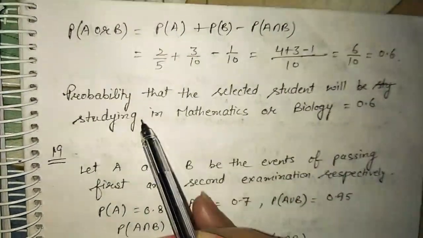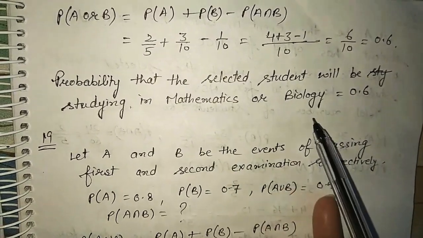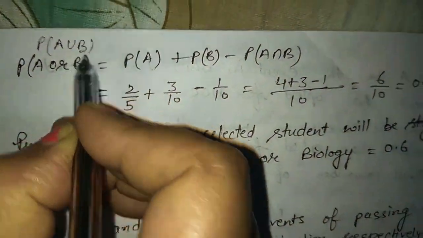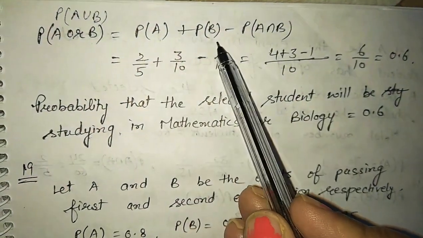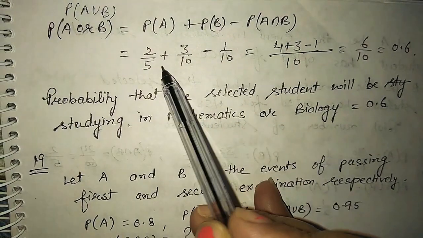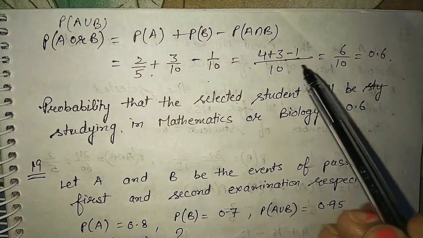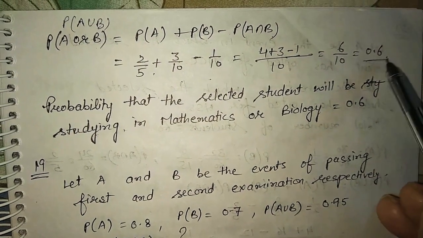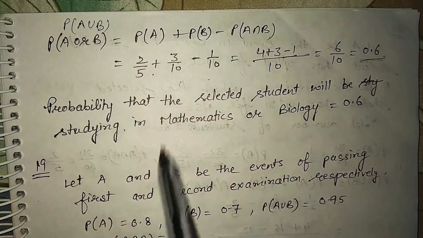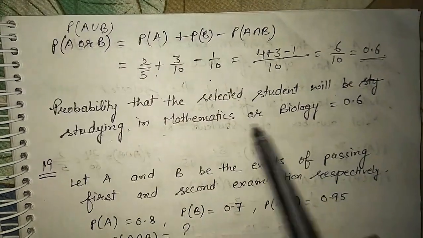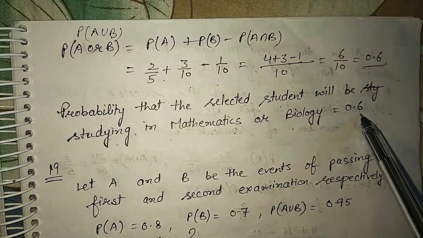P(A or B). A or B means the selected student will be studying mathematics or biology. Or means we have to find the union. So we can write P(A union B). So what is P(A union B)? P(A) plus P(B) minus P(A intersection B). What is P(A)? 2 by 5. What is P(B)? 3 by 10. What is P(A intersection B)? 1 by 10. After solving, we will get 6 upon 10, that means 0.6. And this is the probability that the selected student will be studying mathematics or biology, that is 0.6.